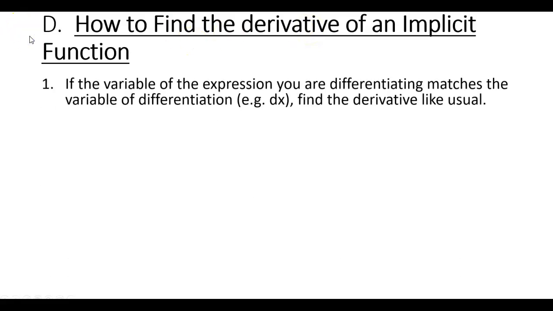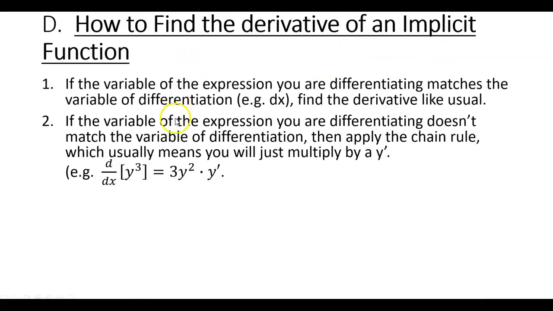So finding the derivative of an implicit function has quite a few steps to it. First of all, if the variable of the expression you are differentiating matches the variable of differentiation, you find the derivative like usual. So for instance, let's say I'm finding the derivative with respect to x of x squared. Well, that would just be 2x, nothing special. And the reason for that is because the variable of differentiation, x, matches the variable of the expression. So whenever these two things match, you just do the derivative like normal, okay?